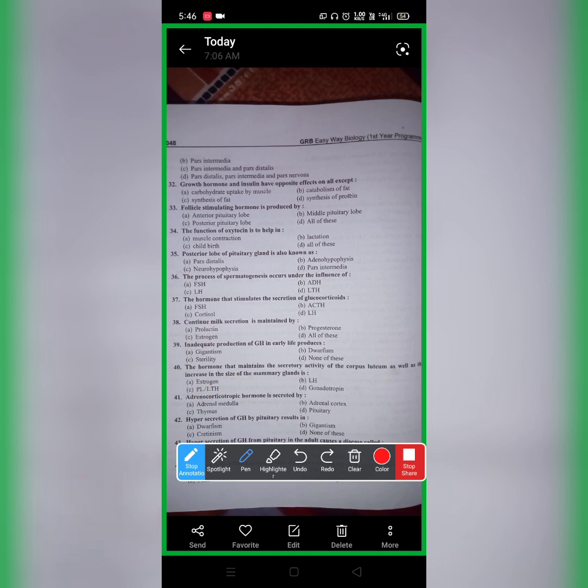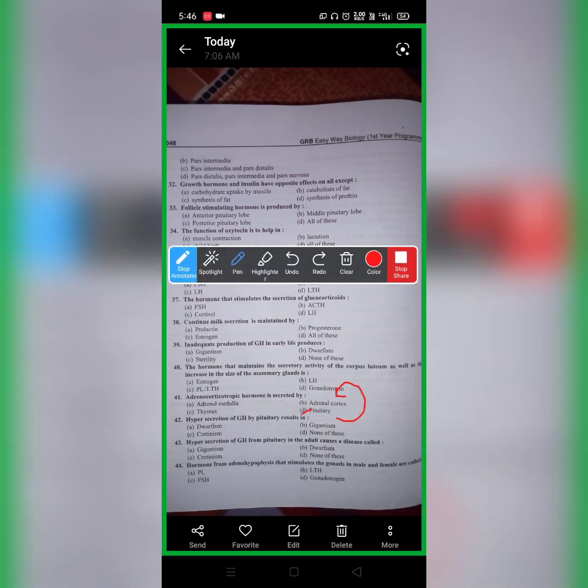Question number 41. The adrenocorticotrophic hormone is mainly secreted by the adrenal medulla, adrenal cortex, thymus, or the pituitary. The answer to this question is the pituitary. The ACTH hormone is synthesized by the pituitary. It will go and act upon the adrenal cortex to release a hormone called glucocorticoid.